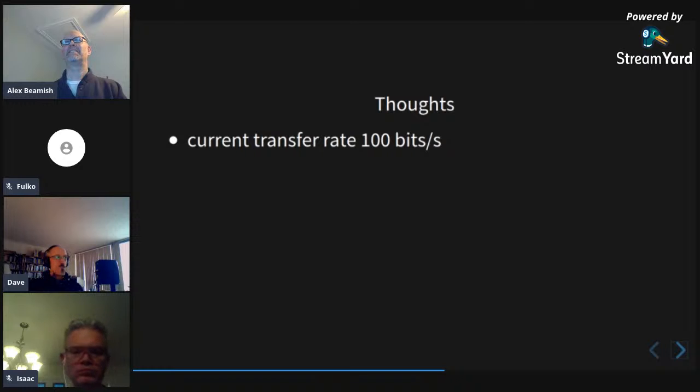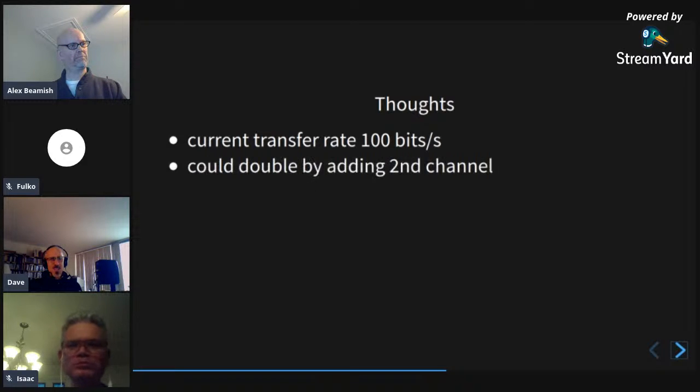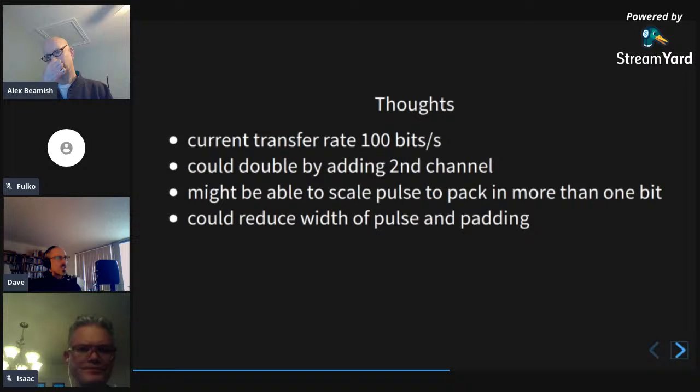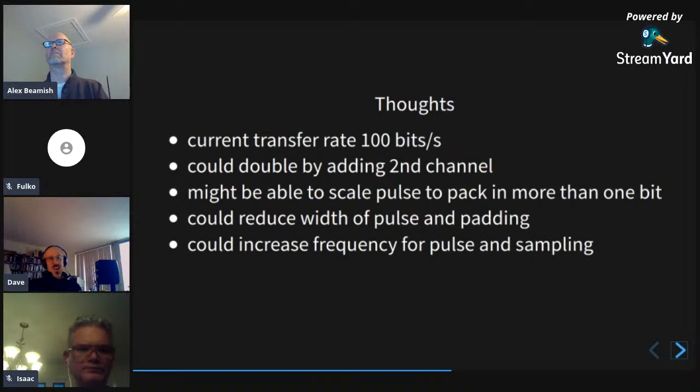I got a whopping 100 bits per second. I could double that to 200 bits a second if I add a second channel. I might be able to use different amplitudes of the pulse to get more than one bit into a pulse. I could reduce the width of the pulse, the width of the padding. I could try to go greater than 8 kilohertz.